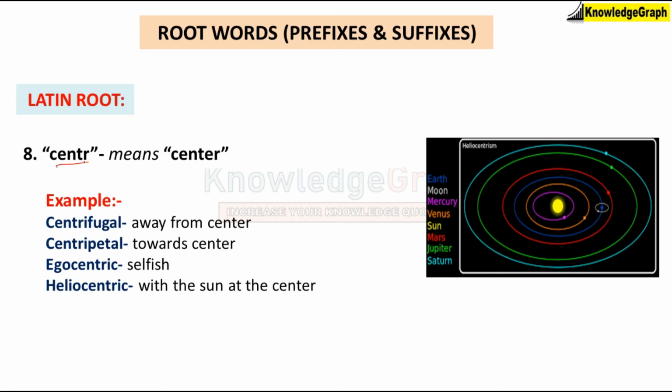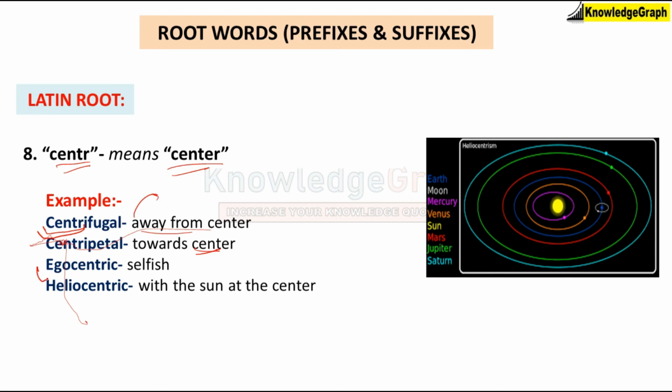Coming to the next, this is also a Latin root word which means center. This is very easy to remember. You come across a word called centric, which means something related to the center. Centrifugal is something which moves away from the center. Centripetal means towards the center. You have learned in physics centrifugal force and centripetal force.